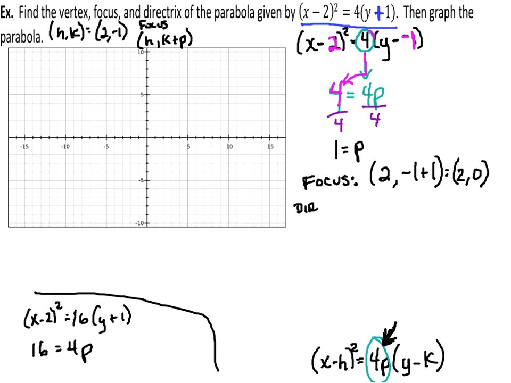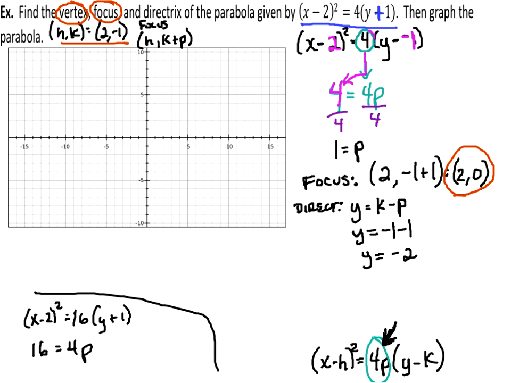My directrix is given by y equals k minus p. And all of this information is on that last slide, and it's in your notes. So for this particular parabola, I have y equals k, which is -1, minus p, which is 1. So in this case, y equals -2 is the equation for the directrix. So let me go ahead and put my focus and my directrix on the graph. And actually, we've already answered part of the problem here. We wanted the vertex, which we got, the focus, which is here, and the directrix right there.